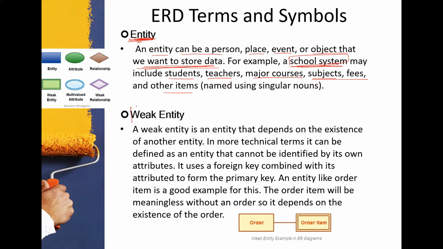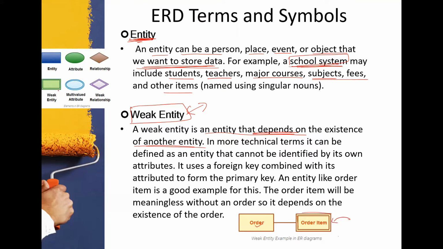So what is a weak entity? I already explained the weak entity in the previous chapter. A weak entity is an entity that depends on the existence of another entity. So a weak entity is dependent. For example, an order item exists when the order exists. If there is no order, the order item does not exist either. As you can see, this is the symbol that represents the weak entity.